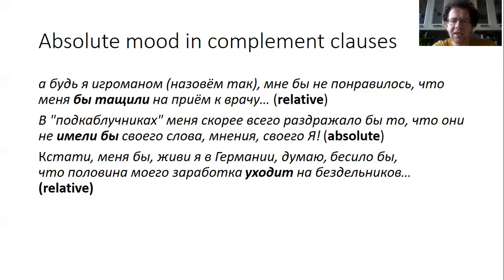The interpretation is absolute here. Мне бы не понравилось, что меня бы тащили на прием к врачу. In both clauses, subjunctive forms are chosen, and subjunctive marks the fact that in the embedded clause меня бы тащили is less real than the speech act. So the interpretation of mood is based on the speech act and it's absolute.